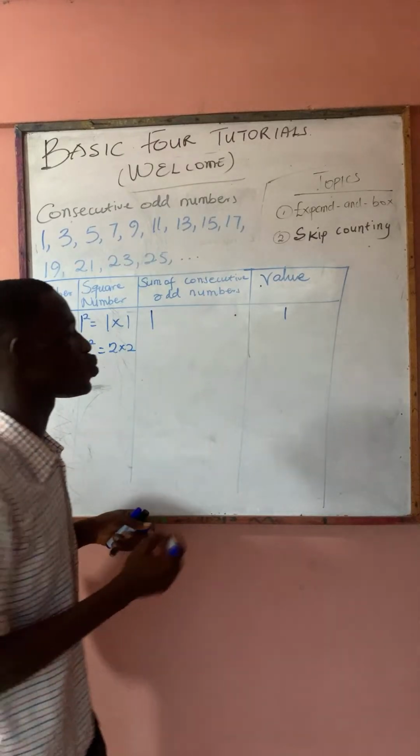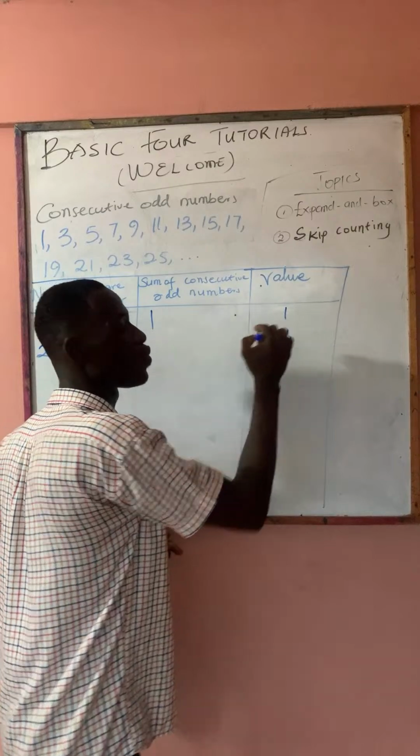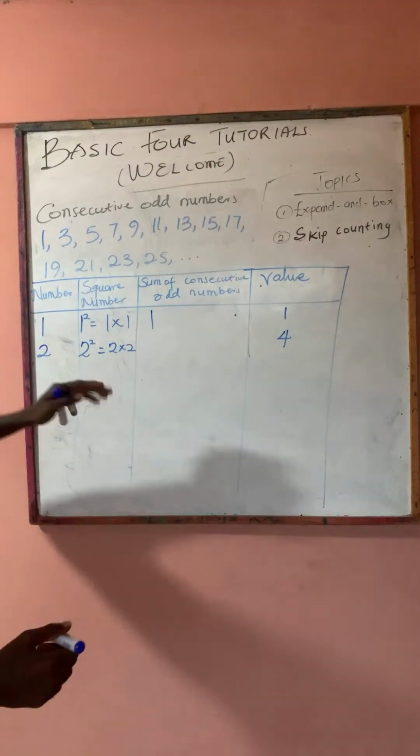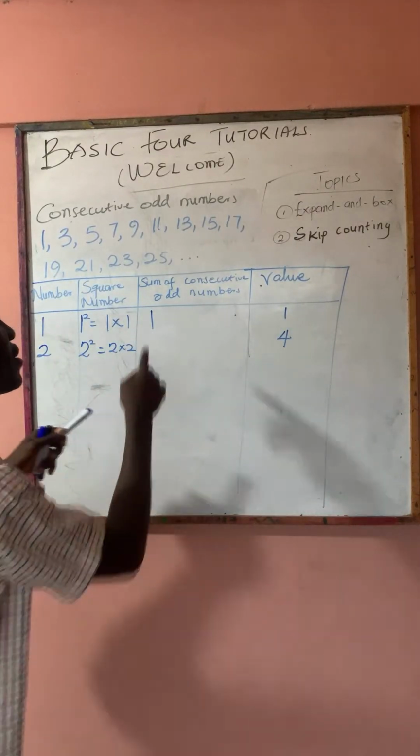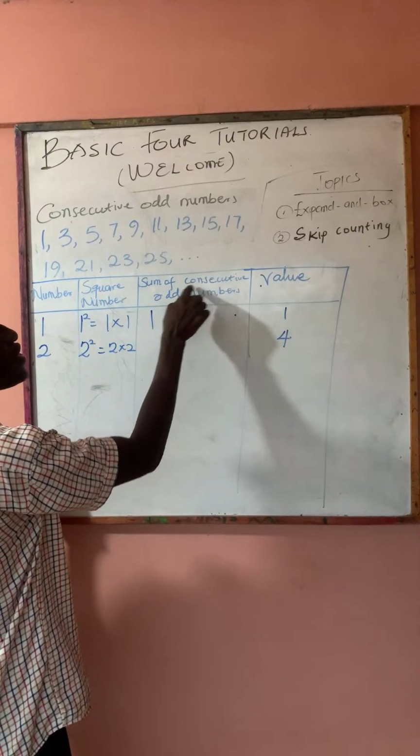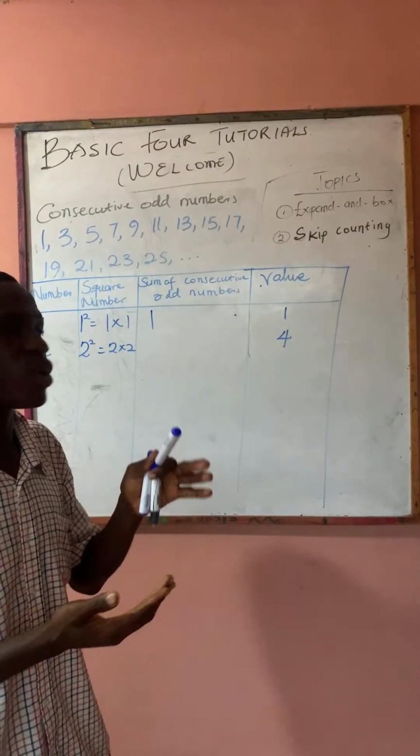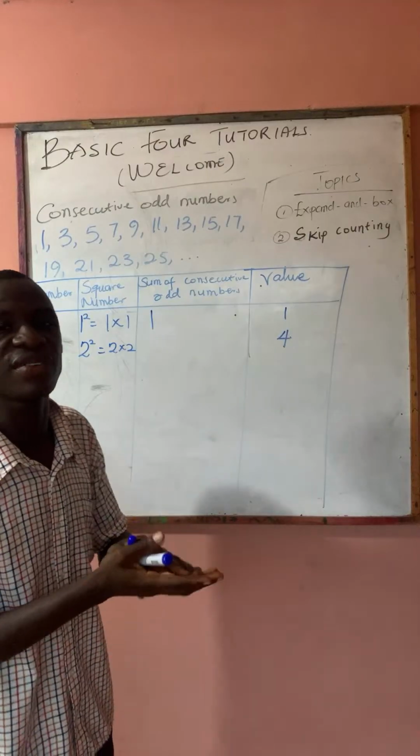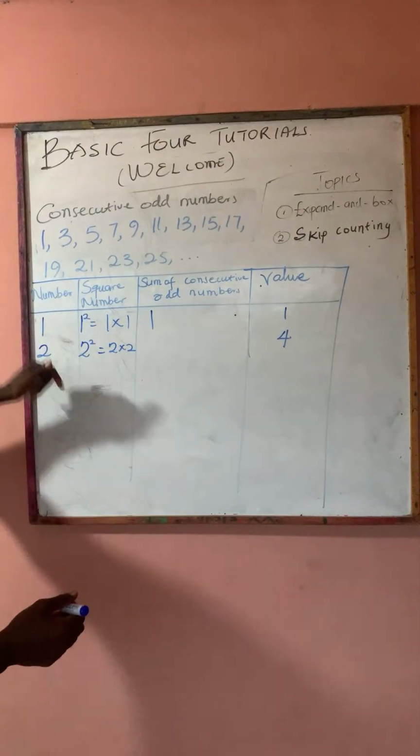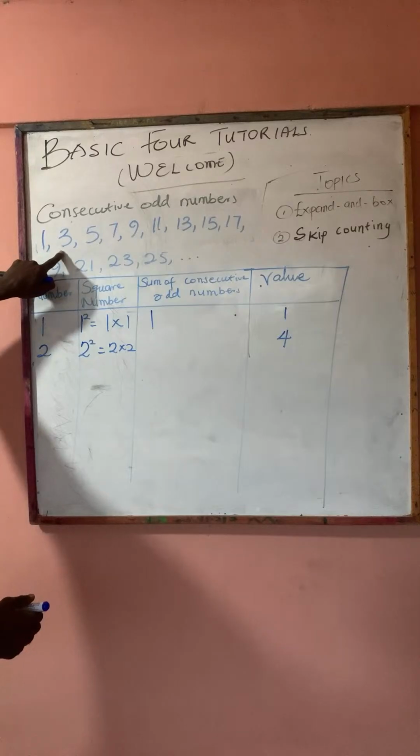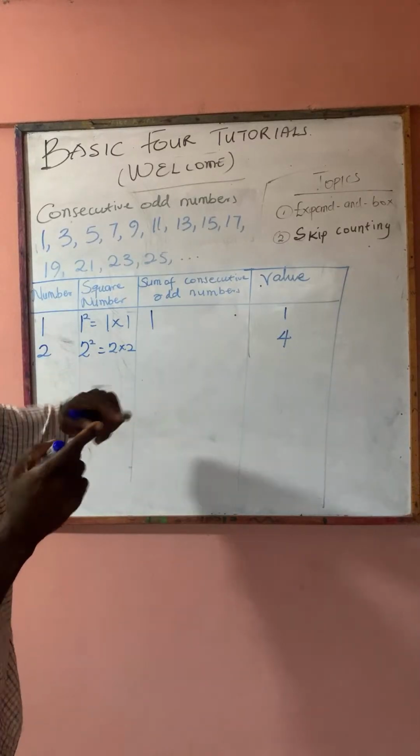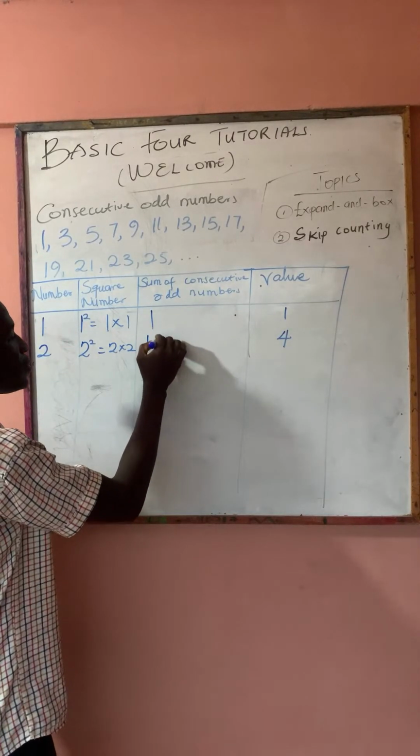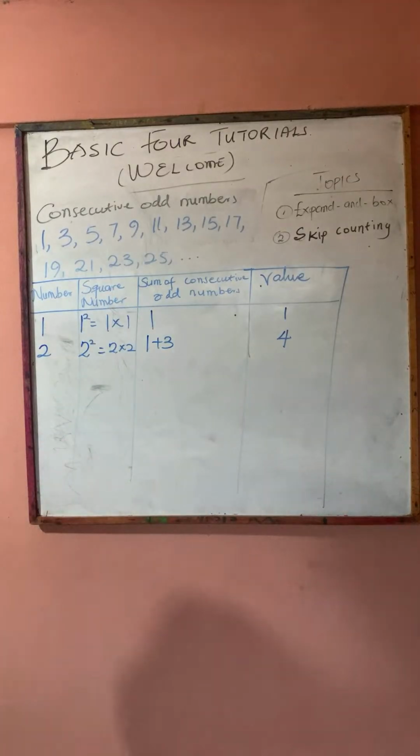Okay? And 2 times 2 is equal to 4. Now, which odd numbers will be added? We're talking about the sum of consecutive odd numbers. Which odd numbers can be added to give us the value of 4? You can see that 1 and 3 can be added to give us 4. So we get 1 plus 3 to give us the value of 4.